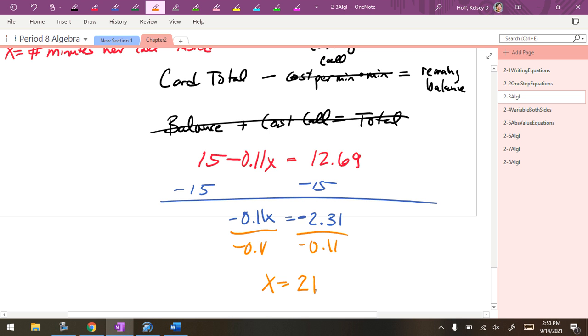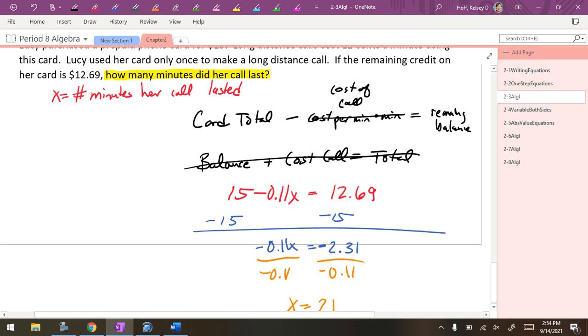I got a negative 2.31. Yeah. And then divide by a negative 0.11. Did you get 21? Yeah. Okay. So the answer to our question, how many minutes did her call last? 21 minutes.